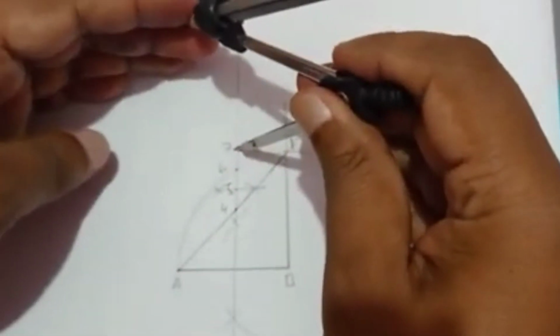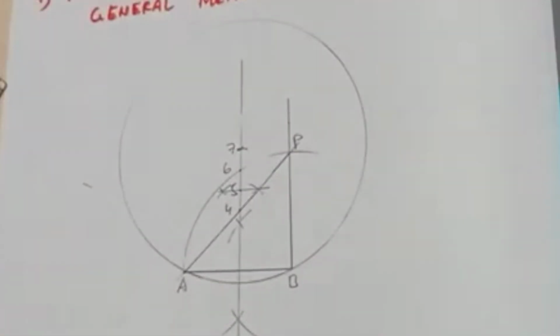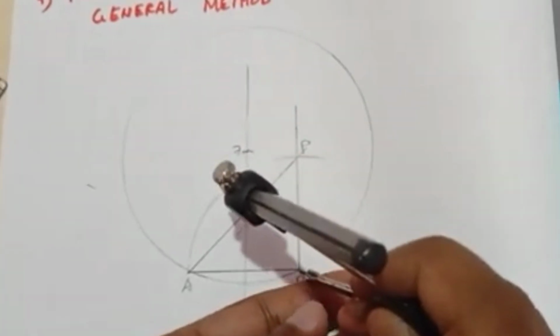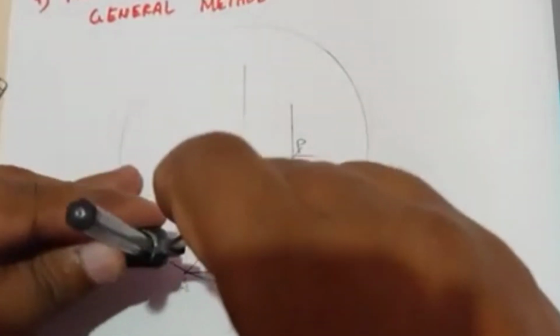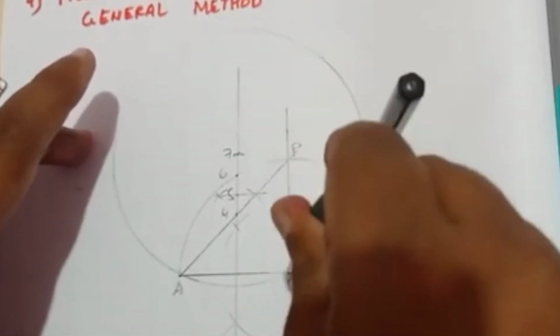Keeping at this point, draw a circle now. After drawing the circle you need to measure this AB length, and then cut the arcs.